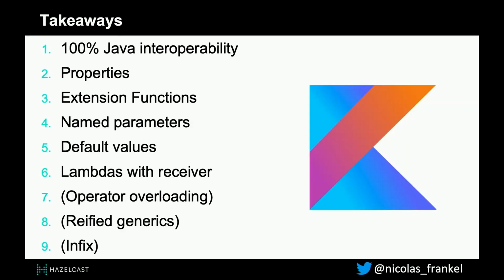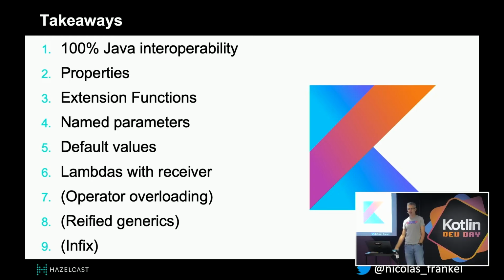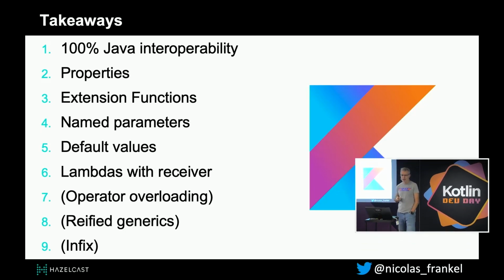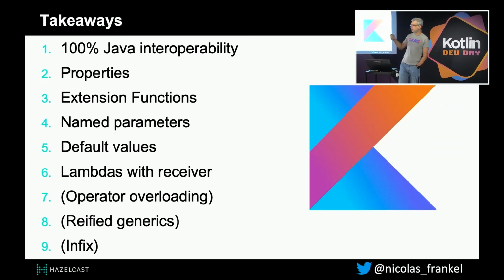So in this talk, I've shown you several features of Kotlin that you could use to create your own DSL. So first, 100% Java interoperability. I've used Vaadin seamlessly. You could use properties. You can use extension functions. Again, for me, this is the killer feature. Named parameters and default values are very, very nice. Lambda with receiver, very great.